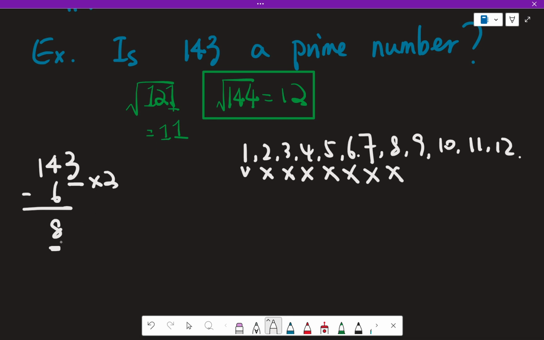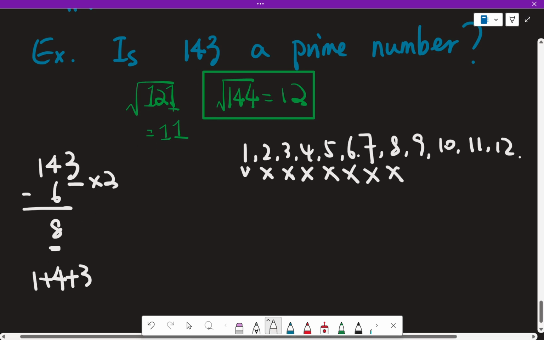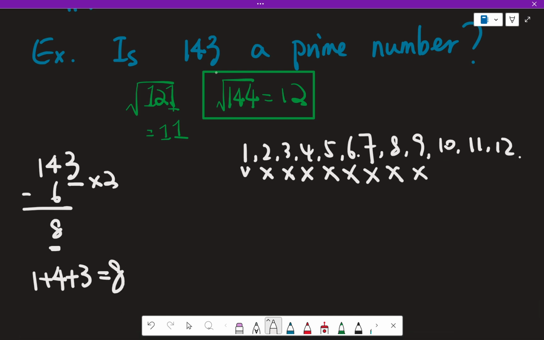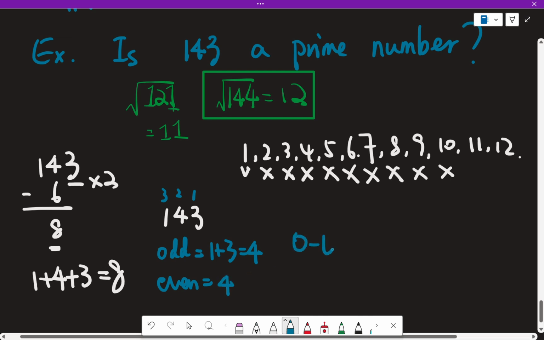9, we still use the sum of digits, so 1 plus 4 plus 3, we get 8. 8 is not divisible by 9, so no. 10, only if the last digit is 0, so no. 11, we do O minus E on 143. We label the digits from the very right end as 1, 2, 3, and we see that odd is index 1 and index 3, so 3 plus 1 equals 4, and even is just index 2, which is 4. O minus E equals 4 minus 4 equals 0.